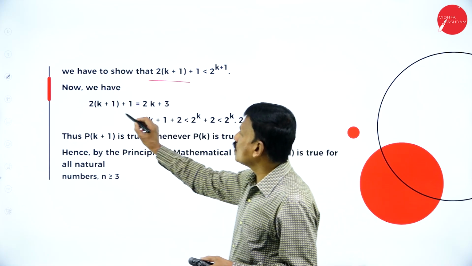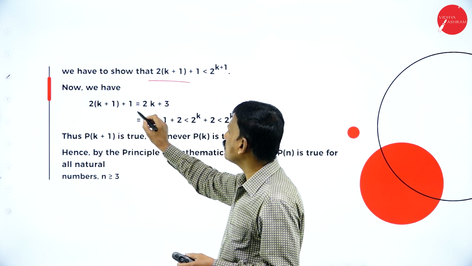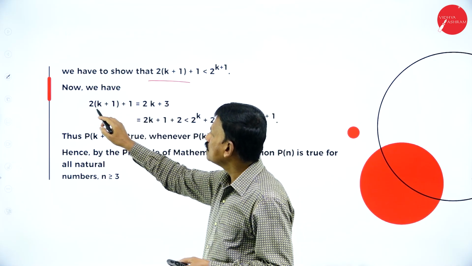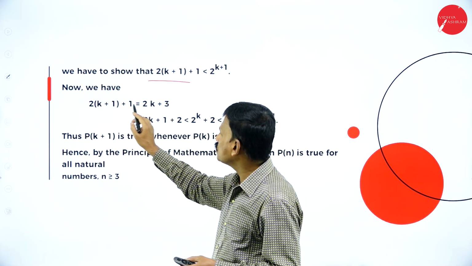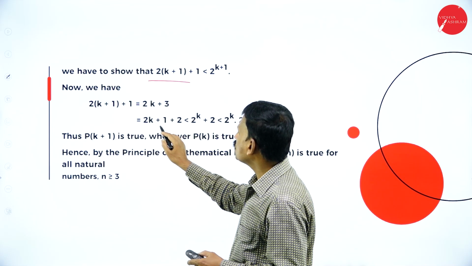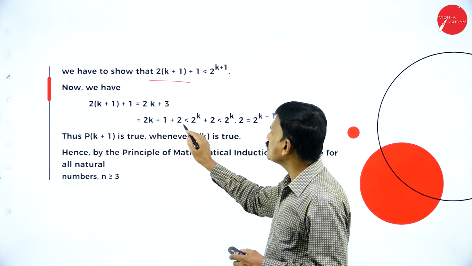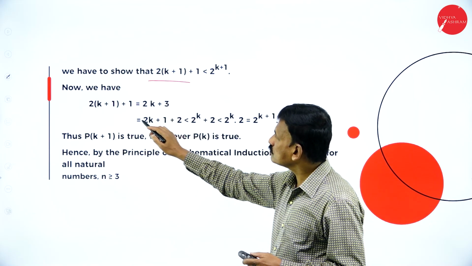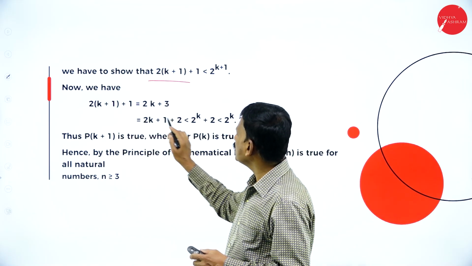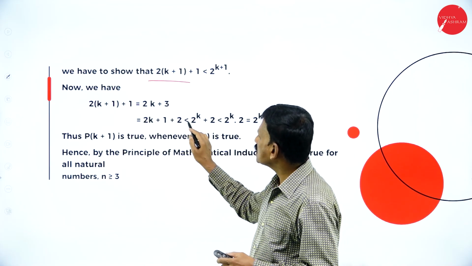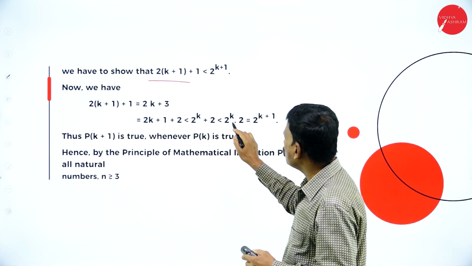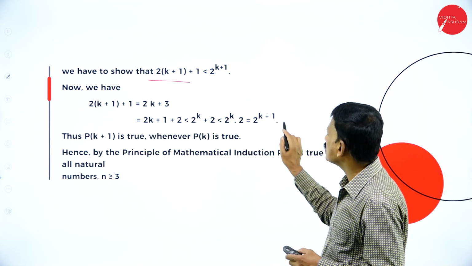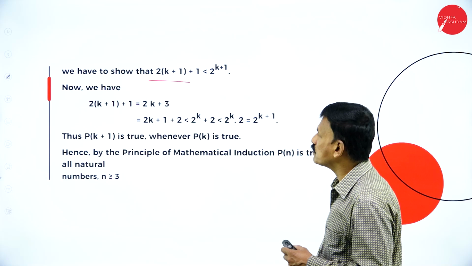Now, 2 into k plus 1 plus 1 is equal to 2k plus 2 plus 1, that is 2k plus 3. So 2k plus 1 plus 2 is less than 2 to the power of k plus 2, which is less than 2 to the power of k into 2 to the power of 1, which is equal to 2 to the power of k plus 1.